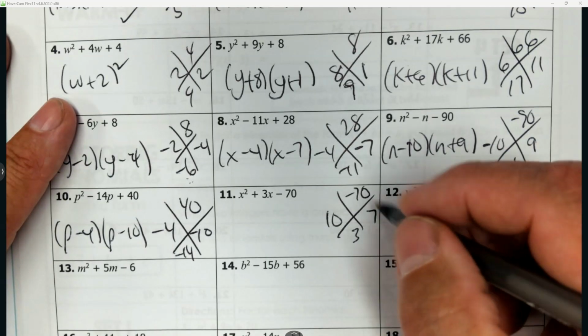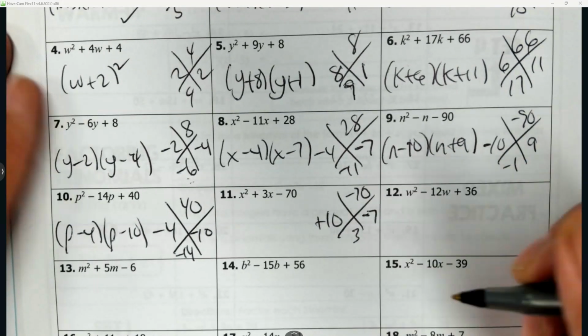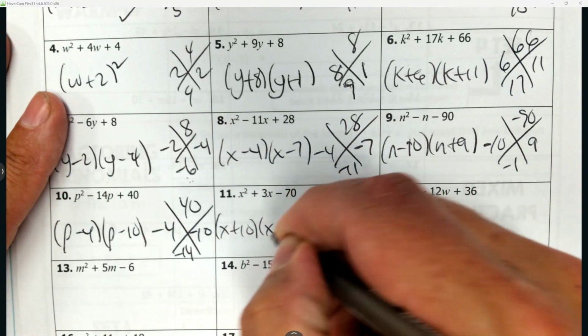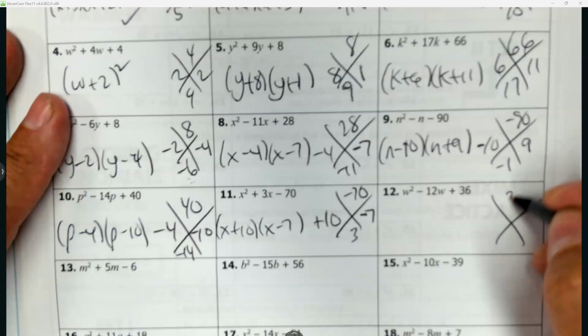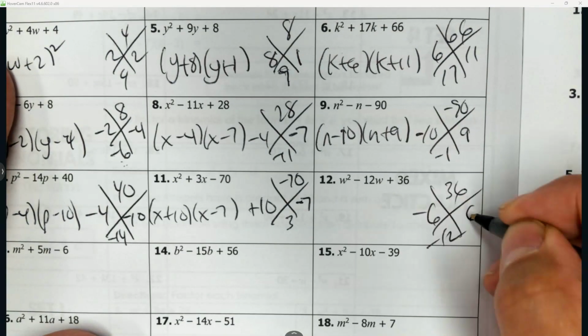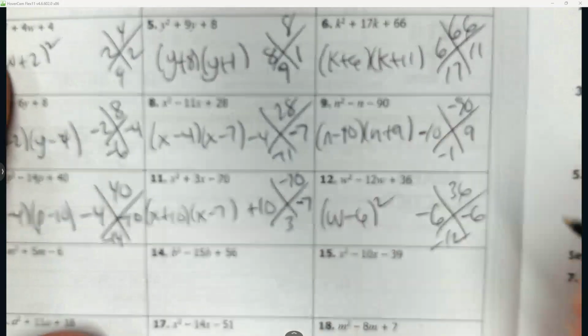The top number is negative, so we're subtracting. So the bottom number is positive. So the bigger number is positive and the smaller number is negative. So we have x plus 10 and x minus 7. Again, the top number is positive, so we're adding. So that's 6 and 6. Both numbers are negative, so they add to negative 12. Because it's the same number, you can square it.